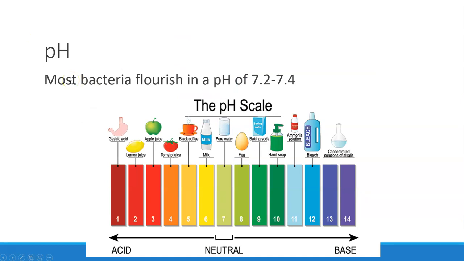An optimum pH is also required. So most bacteria flourish at about 7.2 to 7.4, which is around a neutral pH. Often what we'll do is we will store things in an acidic environment, like canned food, for example. So tomato juice is a really good natural preservative that stops the growth of bacteria. Same with lemon juice as well. The gastric acid in your stomach, which has a pH of, I think it's like 0.8, is there to also kill any bacteria that might actually get into your stomach.